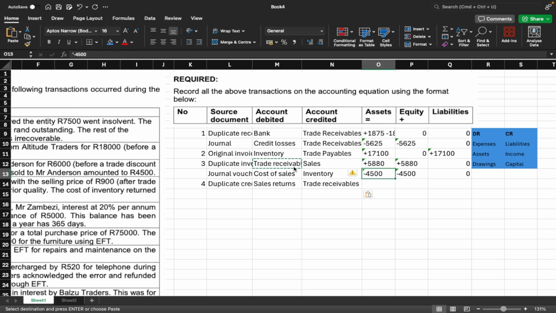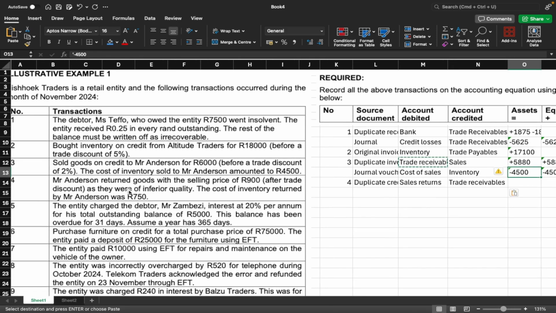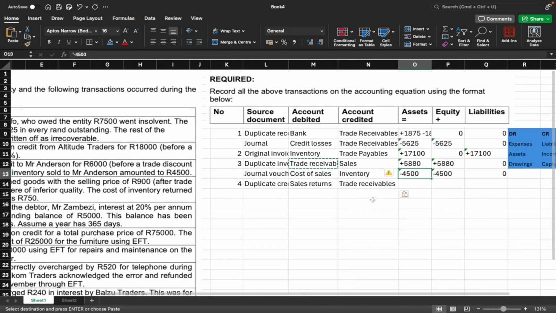And what is the value of the goods that were returned to us? Well, if you go back here, you will see Mr. Anderson returned goods with the selling price of 900 Rand. So we need to use that amount. Remember, for these particular goods that are returned by him, this is what was owed to us, 900 Rand. And where are we going to put it? Well, is assets affected? Yes, it is, because we have trade receivables, which is an asset, and in this case it's going down. That's why we have credited trade receivables, because he no longer owes us this 900 rand because he has just returned the goods. So under asset we're going to put minus 900 rand.